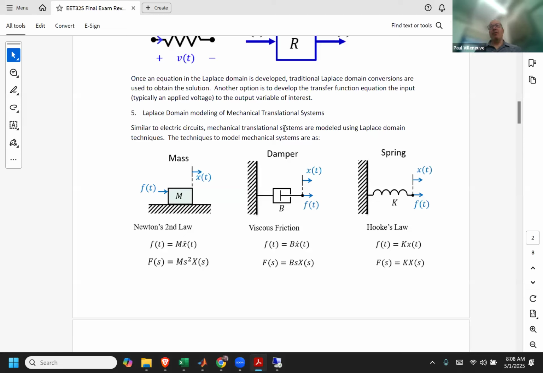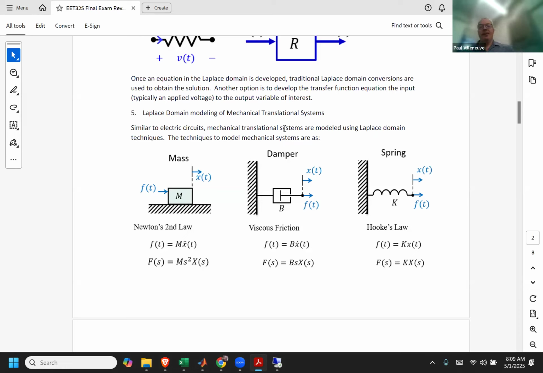If we have a damper, it is only going to provide an opposing force when you actually have movement, right? Because it's forcing oil through those ports. So the fact of the matter is a damper is just providing force when you have movement. Movement is velocity. So the first derivative of position is velocity. So the force that's developed because of a damper is B, whatever the damper coefficient is, times s x(s) in the Laplace domain.